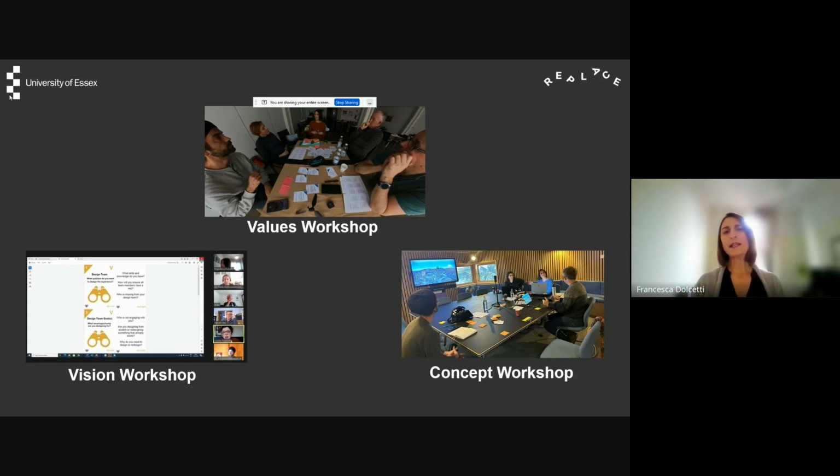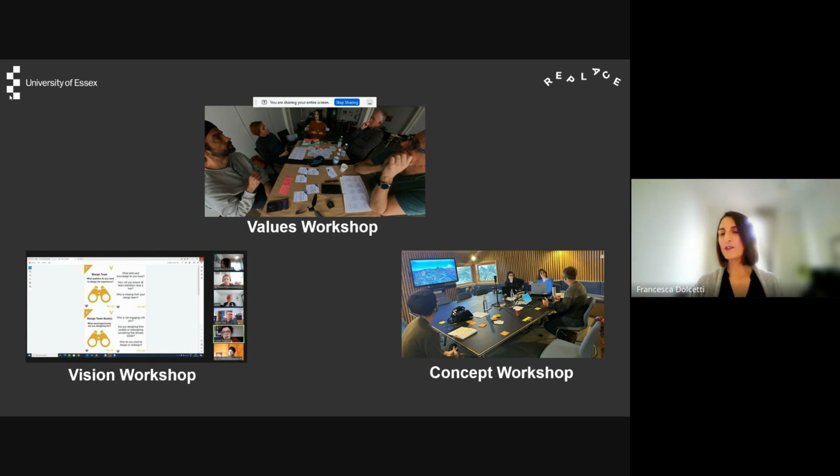It was the first time that the entire team was gathered together, so we felt it was the ideal moment to identify and select what are the values underpinning our work. The second workshop was held online last May, and it was basically focused on discussing our goals and motivation as a team, and also define the overall vision of the project.